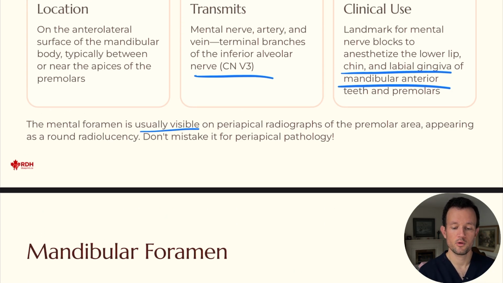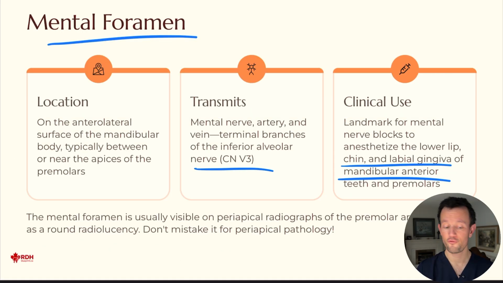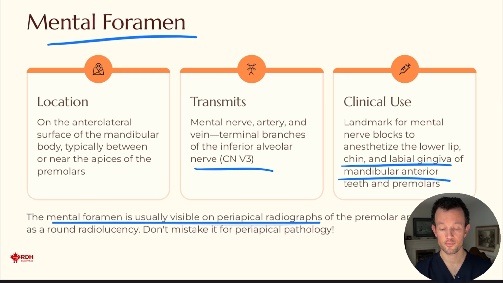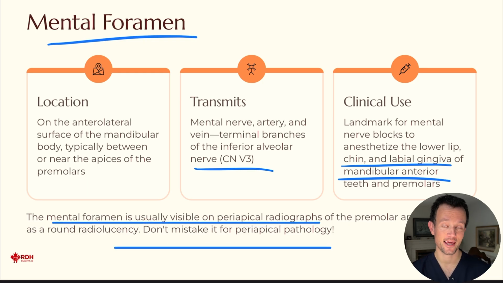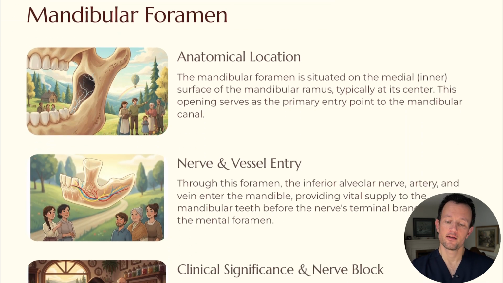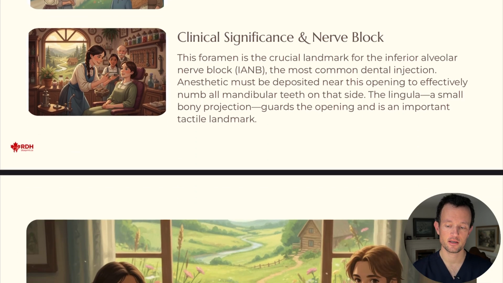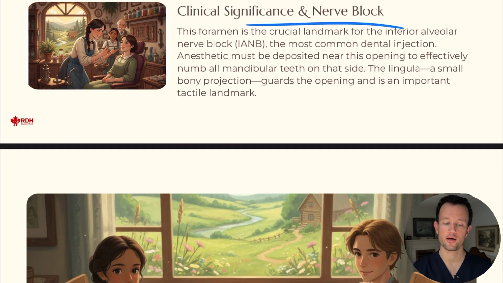Mental foramen is useful and visible on periapical radiographs of the premolar area, so don't think it's an abscess or a cyst. Don't confuse it for a cyst. Don't mistake it for periodontal pathology. It's not. So it's near the medial or inner surface of the mandible. Nerve and vessel entry, importance for the nerve block, right? For the inferior alveolar nerve block.